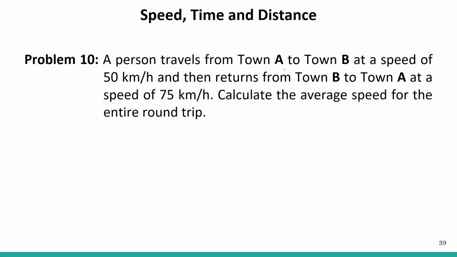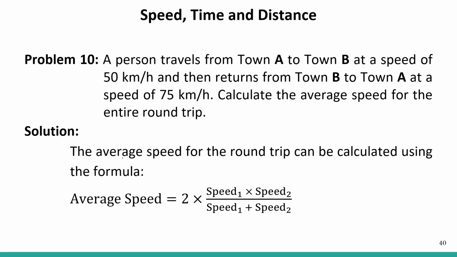So a person travels from town A to town B at a speed of 50 km per hour and then returns from town B to town A at a speed of 75 km per hour. Then calculate the average speed of the entire round trip. To calculate it, we can use the formula: average speed is equal to 2 into speed 1 into speed 2 whole by speed 1 plus speed 2.